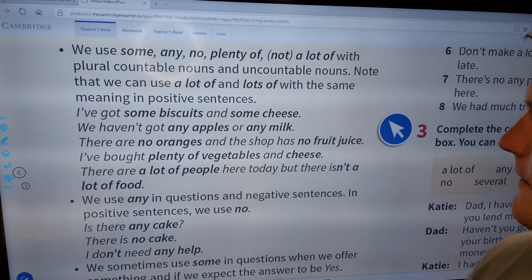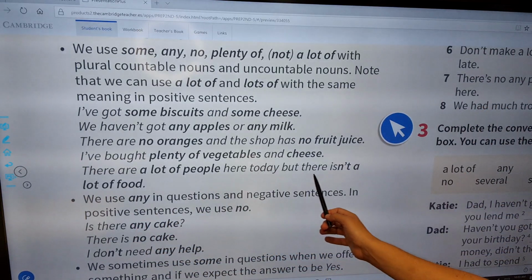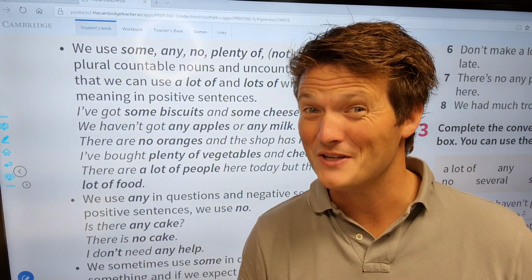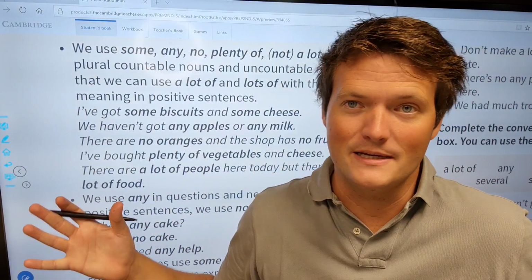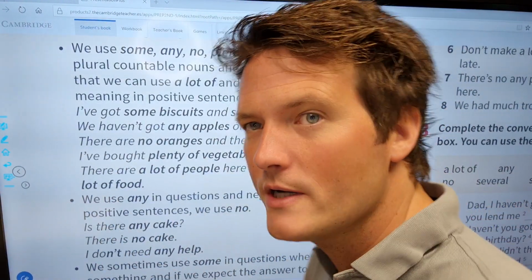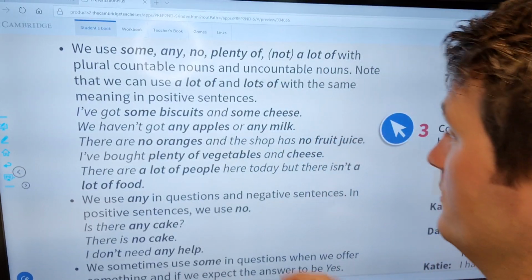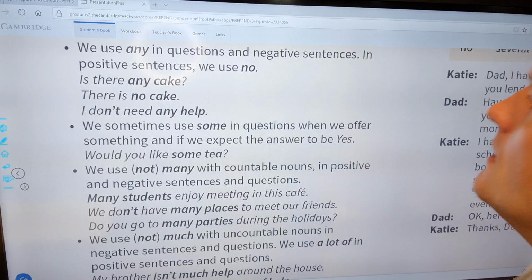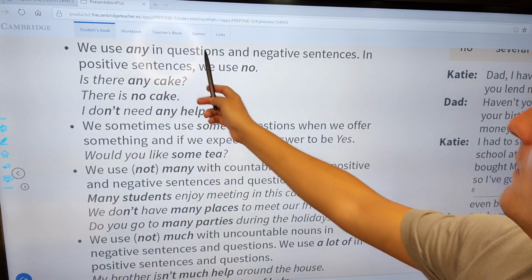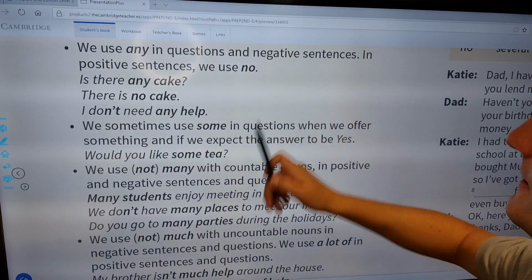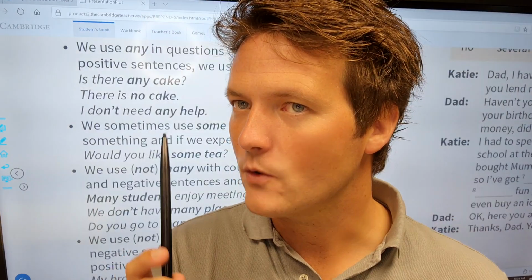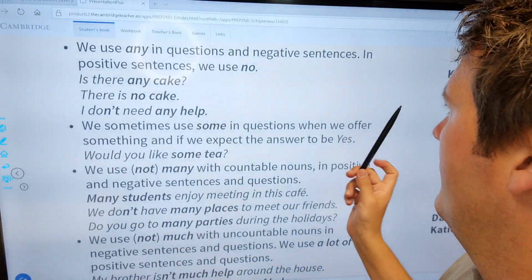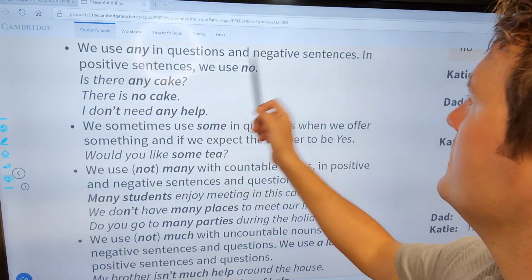Good. There are a lot of people here today, but there isn't a lot of food. Yeah, a lot of, we can kind of use a lot of in almost any sentence. Not very common in questions, but it could be used in a question, I suppose. We use any in questions and negative sentences, right? Questions and negative sentences. In positive sentences, we use no.